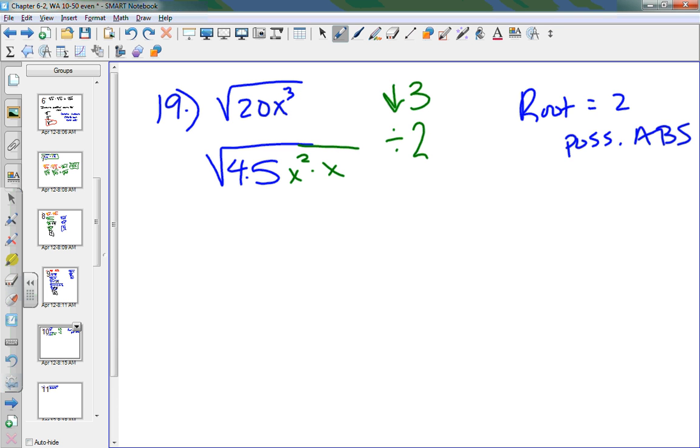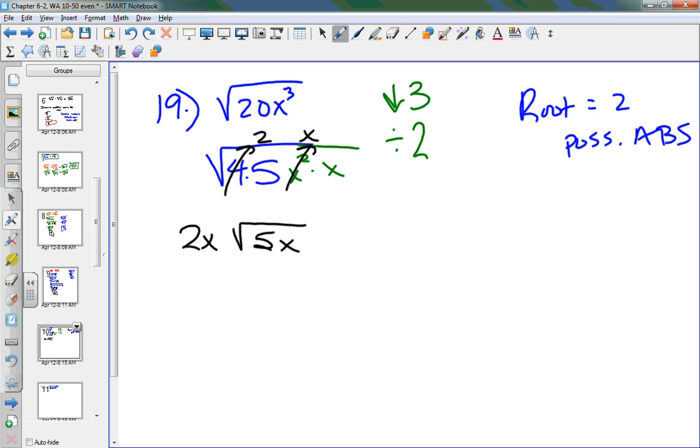So now I'm going to go from left to right, and I'm going to simply break this down. What's the square root of 4? Can I do anything with the square root of 5? What's the square root of x squared? And can I do anything with the square root of x? No. So I have 2x on the outside, and what's left on the inside?